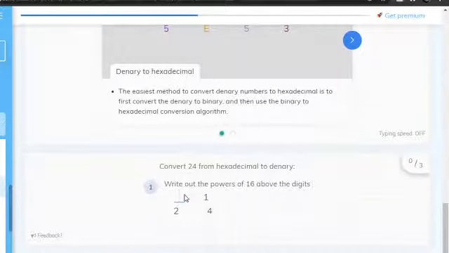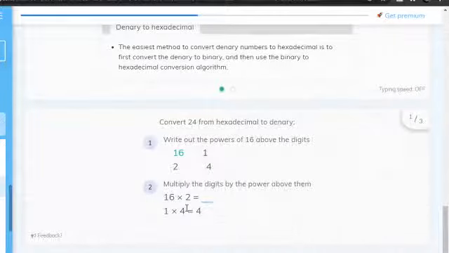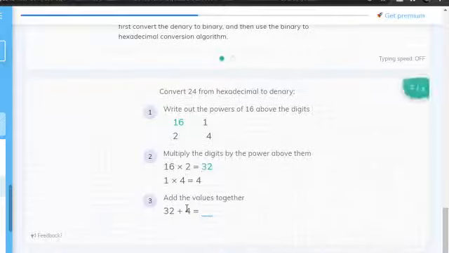So convert 24 from hexadecimal to denary. So work out the powers of 16 above the digits. The hell? What do you mean work out the powers of 16 above the digits? Okay, sure. So multiply the digits by the power above them. 16 times 2 equals 32. Add the values together. 36.